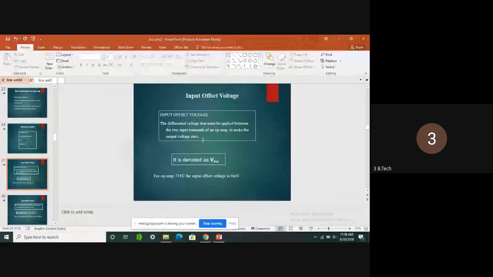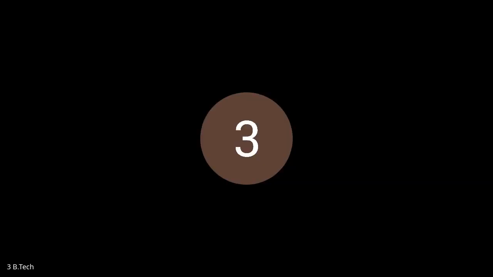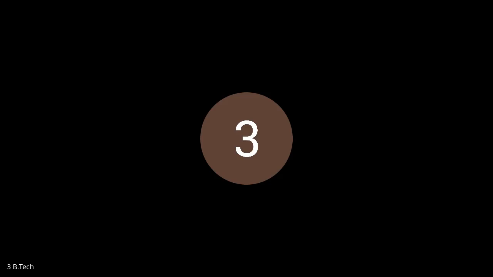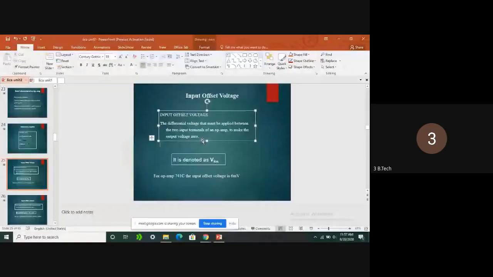What is happening there is that even without providing input, there will be an output. So to make that output zero, we internally provide some input voltage. Is that clear, all of you? Only then do we provide external inputs. To nullify that voltage, we need to provide some signal at the input side. That signal is nothing but the input offset voltage.